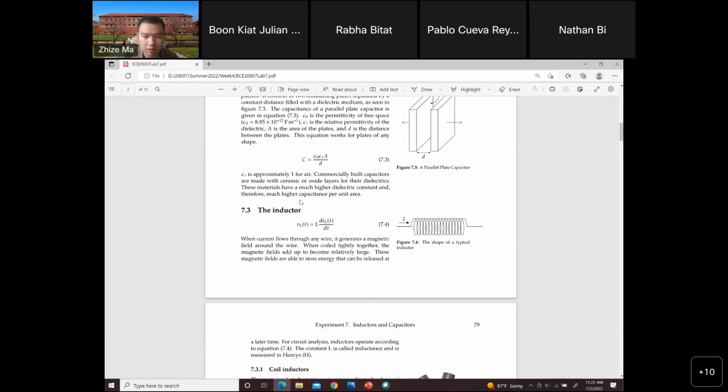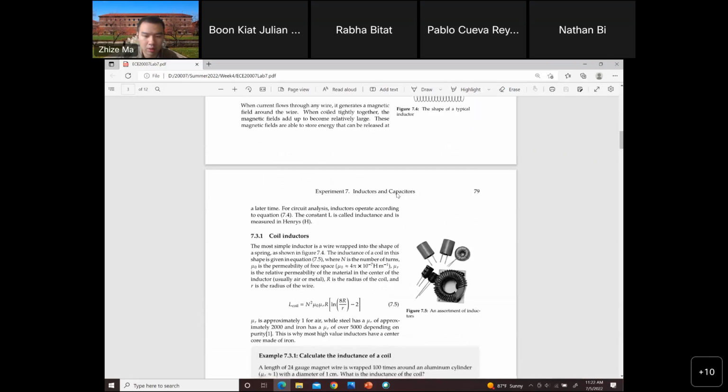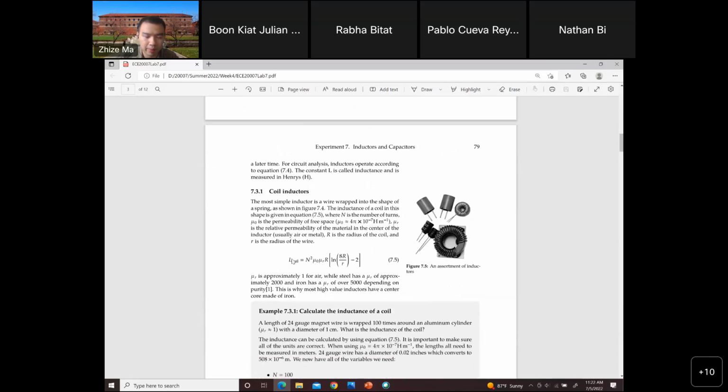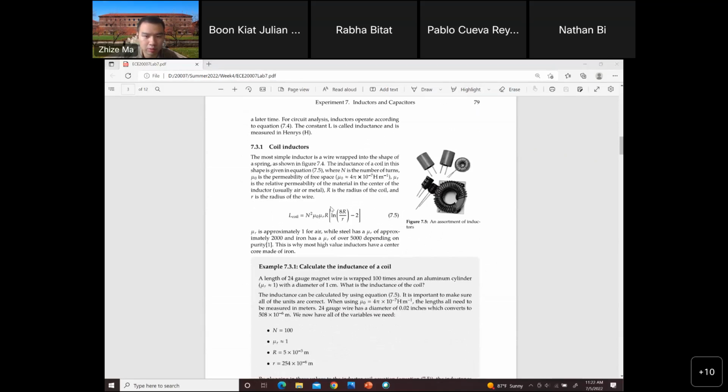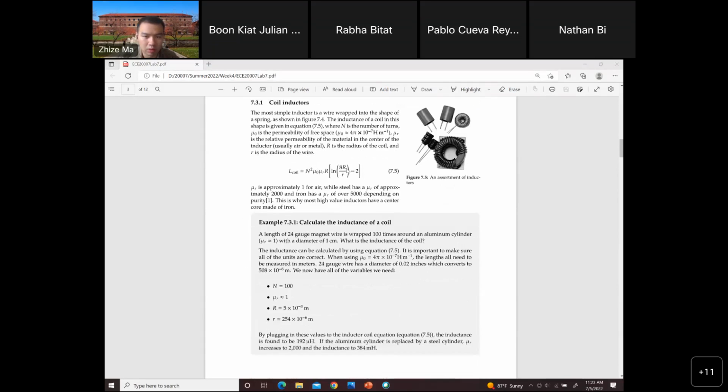And then the inductor. The inductor is basically just a metal coil. Something that looks like this can make an inductor. This is the equation for the inductor. If you have done the pre-lab, you should have used this equation in the pre-lab. Just make sure you understand the meaning of each parameter in here. For example, there are two R's that indicate different radii.